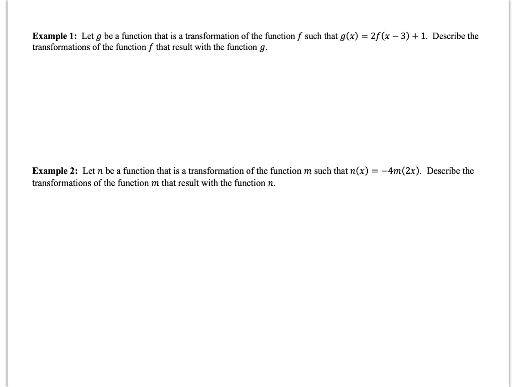For our first example, let g be a function that's a transformation of another function f such that g of x equals 2 times f of x minus 3, plus 1. Let's describe the transformations of the function f that will result in the function g. You want to start inside the parentheses with the x value. So that's what I'm going to do first. So remember that when it's in the parentheses with the x, it's the opposite of what you see. So if I see an x minus 3, that's actually a plus 3.